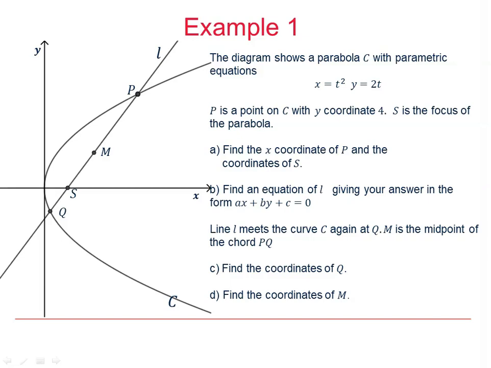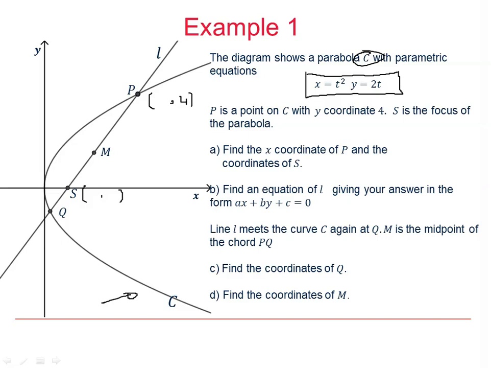Here's a typical example that you might be faced with. I just want to work through it bit by bit, but beforehand let's have a quick look at the sort of questions that were being asked. This is a multi-part question, and it says that we have a parabola C. The diagram shows C here, and we're told the parametric equations of C. We've got a point P here with y coordinate 4, and the focus S down here. We're asked to find the coordinates of P and S, or the x-coordinate of P.